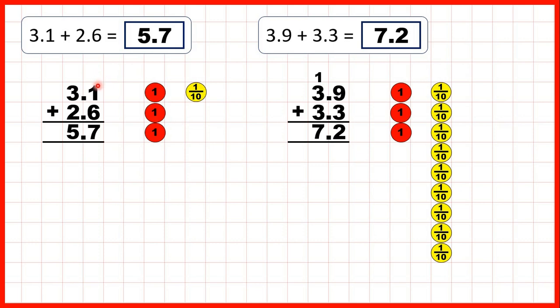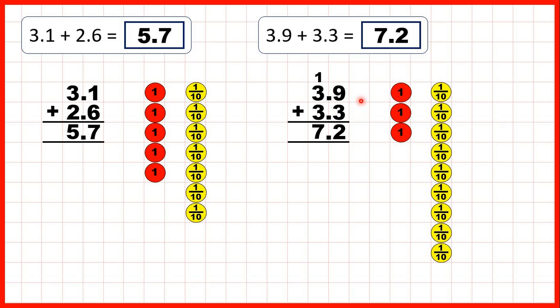So for this first question, we started with 3.1, so that's 3 wholes and 1/10. First we added 6/10, so let's add 1, 2, 3, 4, 5, 6/10. That gives us 7/10 altogether, and then we added 2 wholes, so if we add 2 ones, that gives us 5 ones altogether, so gives us our answer of 5.7.